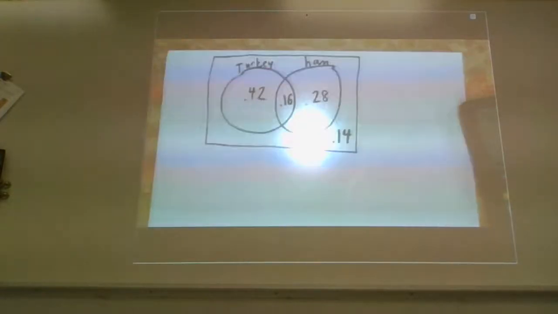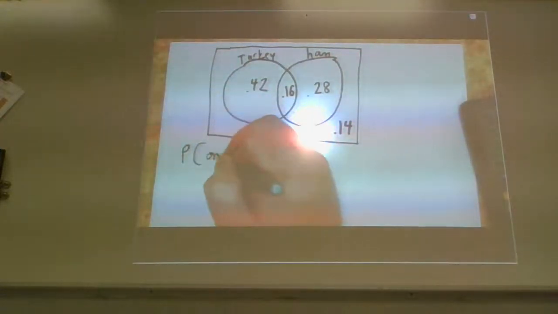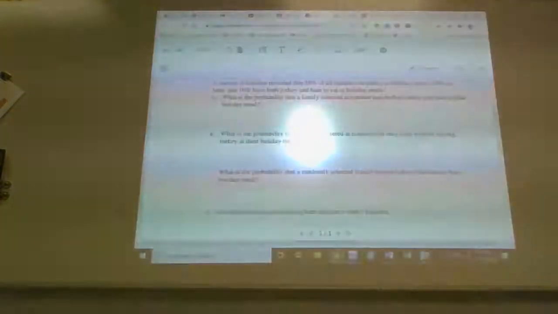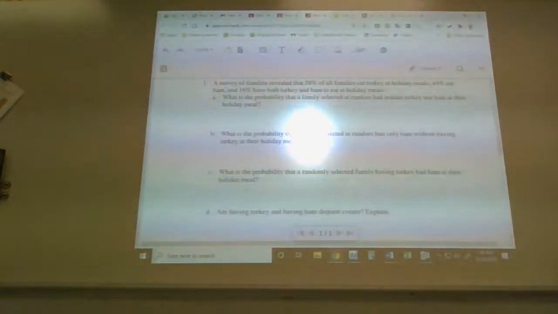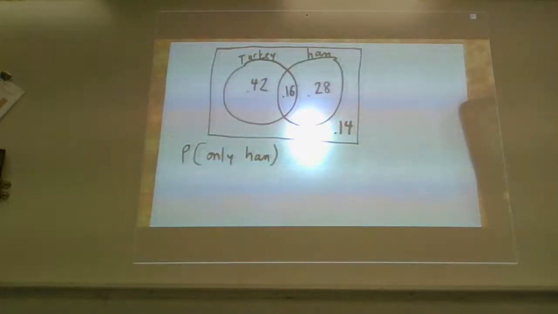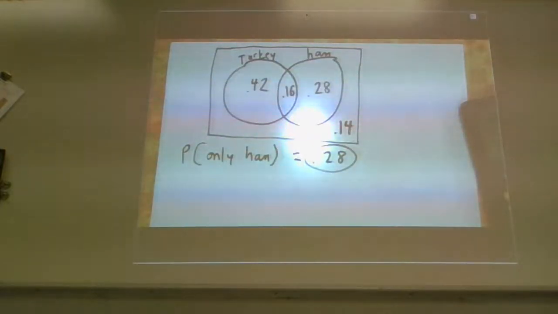Now we get a little crazier. Part B: what is the probability of only ham? What is the probability that a family selected at random had only ham without turkey at their holiday meal? Like I said, there are a couple of different ways of going about it, but I'm pretty sure the answer is just 28%, because we've already done the work for it. The work was done in that Venn diagram. Only ham, no turkey, 28%.